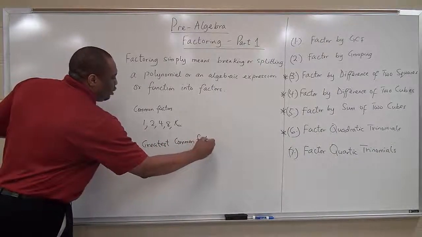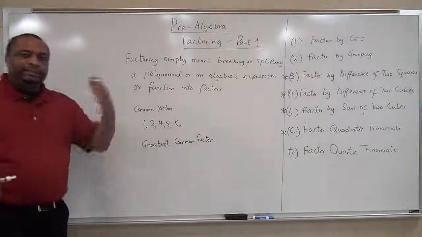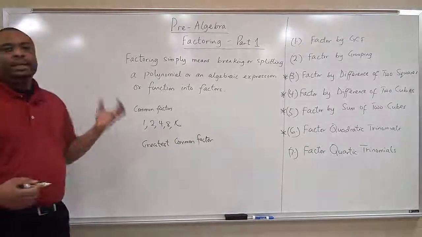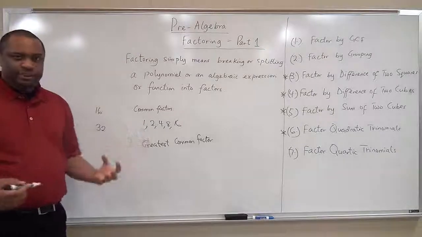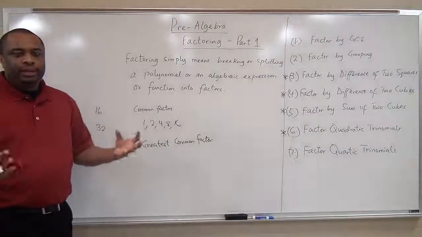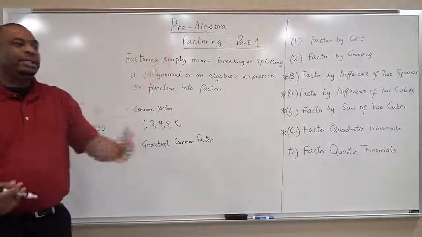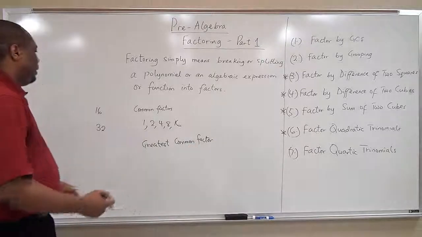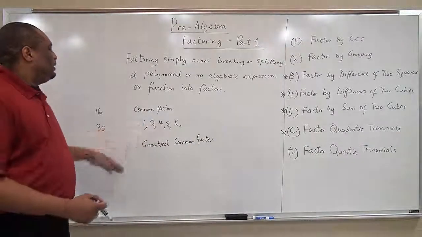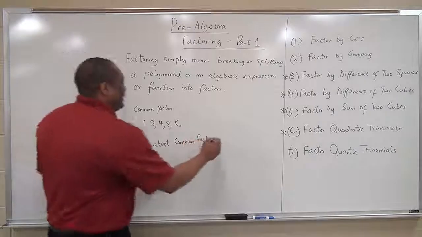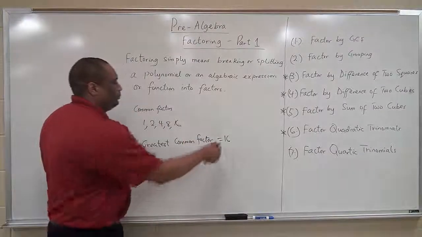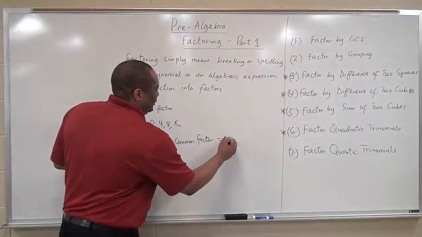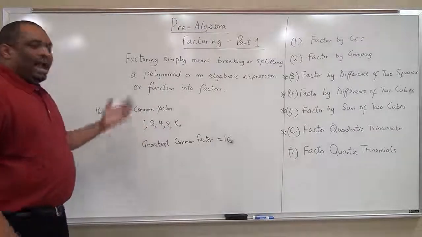A common factor means it is a factor of 16 and it is also a factor of 32. That is common, okay? It applies to this and applies to that. Then what is the greatest common factor? We see that it is 16.